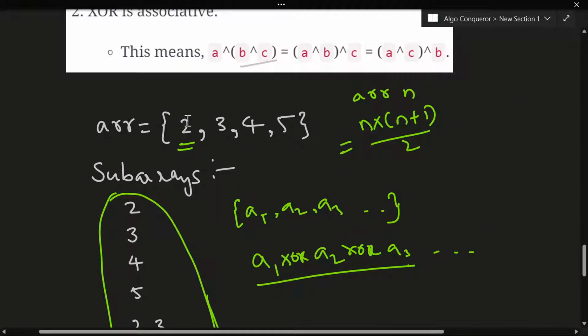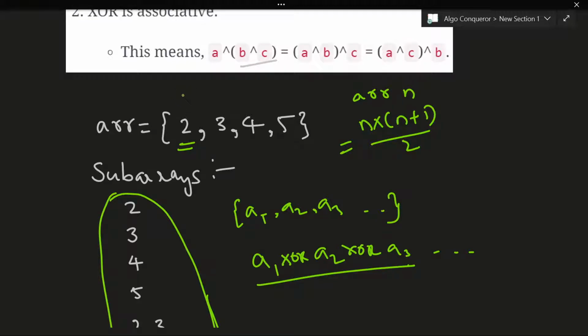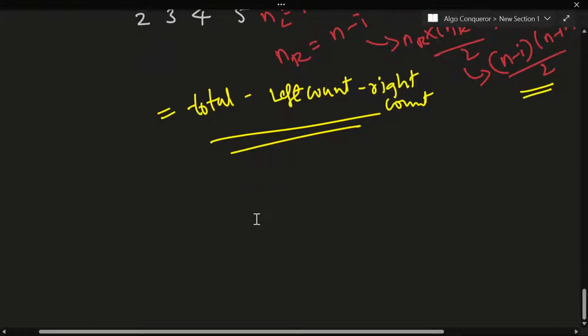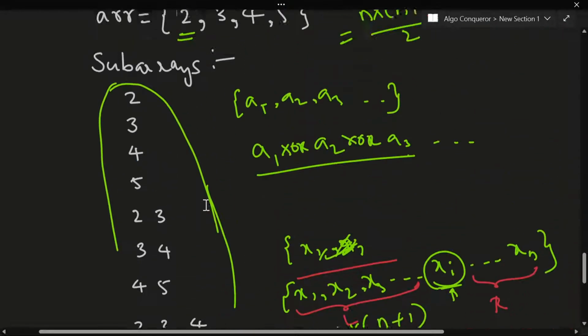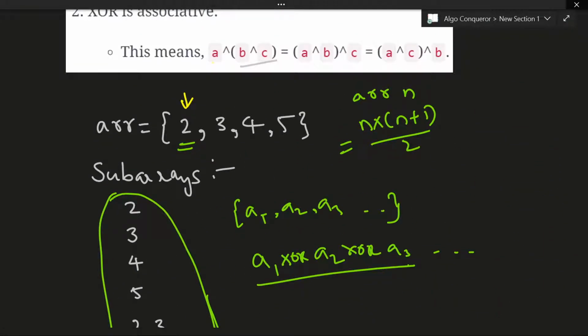So if you iterate through this array, let's say we are here. How many times does 2 occur? You just use this formula and find that count. Okay, and similarly for 3, similarly for 4, and so on.